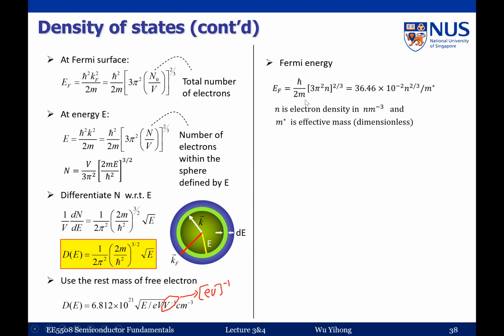We can actually calculate the Fermi energy of free electrons. And so this is the Fermi energy, right? And this is just the electron density. So we substitute in here, and h and 2m, these constants. So we substitute in, and we find that this Fermi energy is given by this one. And m again is the effective electron mass, and it does not have any dimension.